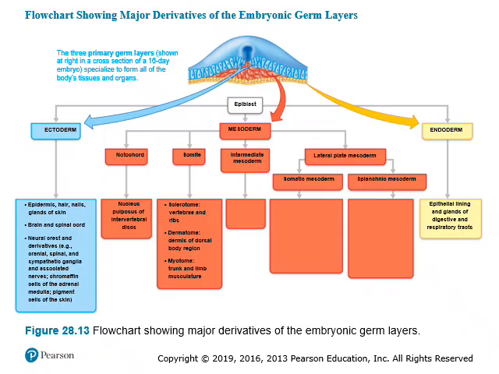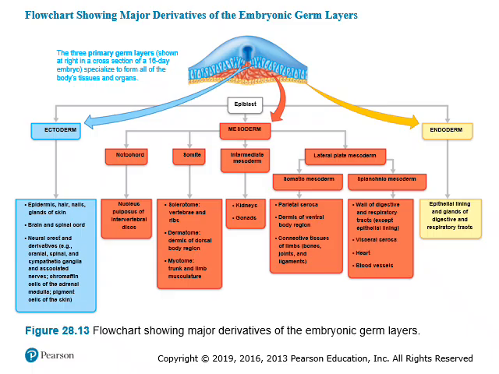Then from the line of the intermediate mesoderm, you have the development of the kidneys and the gonads. In the line of the lateral plate mesoderm, your somatic mesoderm gives rise to the parietal serosa, the dermis of the ventral body region, the connective tissues of the limbs, the bones, the joints, and the ligaments. And finally, the splanchnic mesoderm gives the wall of the digestive and the respiratory tract except the epithelial lining, and then the visceral serosa, the heart, and the blood vessels.